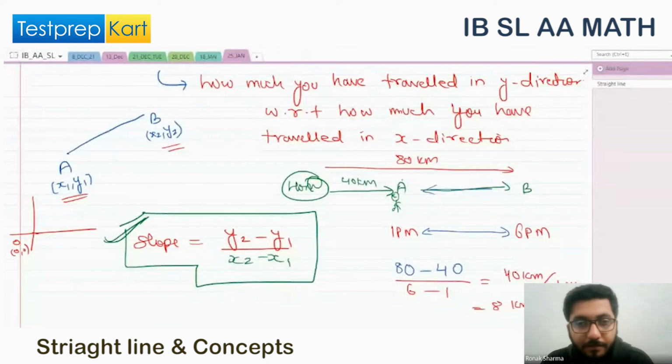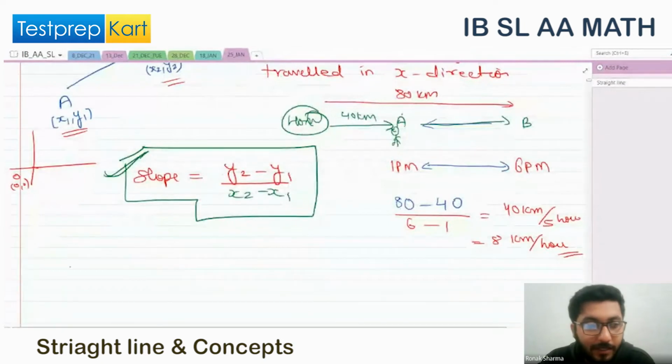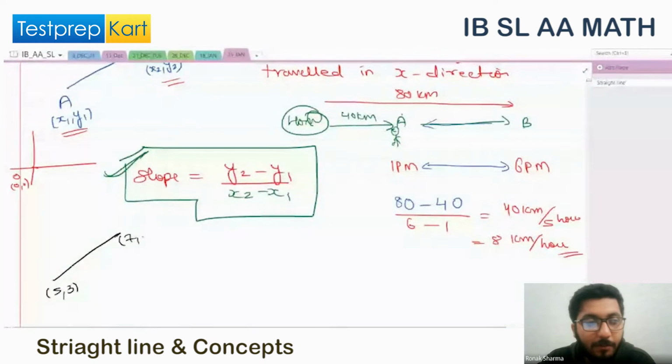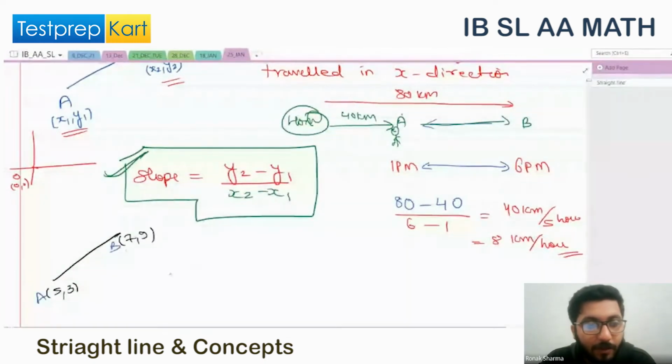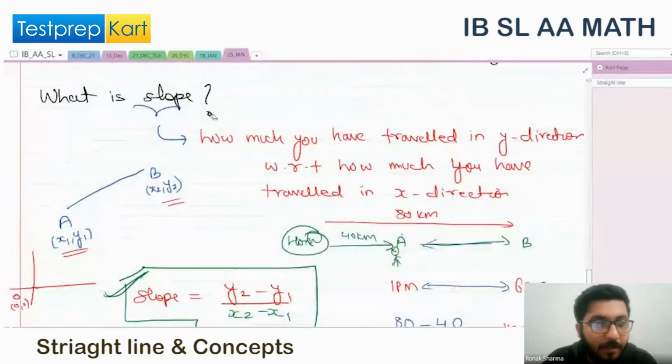Got it? Now, this can be done in both ways. Let's say this point is 5 comma 3 and this point is 7 comma 9. Let's say this is A, this is B. If you want to find the slope, we denote the slope by m. Keep this in mind, small m.